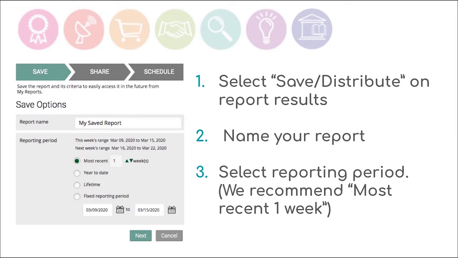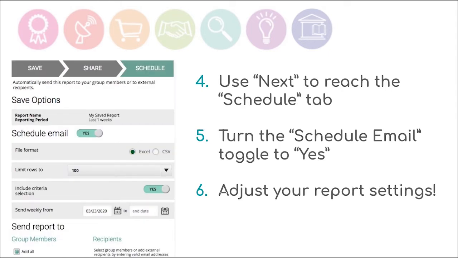And then you also have the option of selecting your reporting period. In most cases, I recommend using the most recent 1 week reporting period, and this gives you just the new data each week emailed to your inbox. Once you've completed the first pane of the Save Options menu, you hit Next to reach the Share tab, and then Next again to reach the Schedule tab.